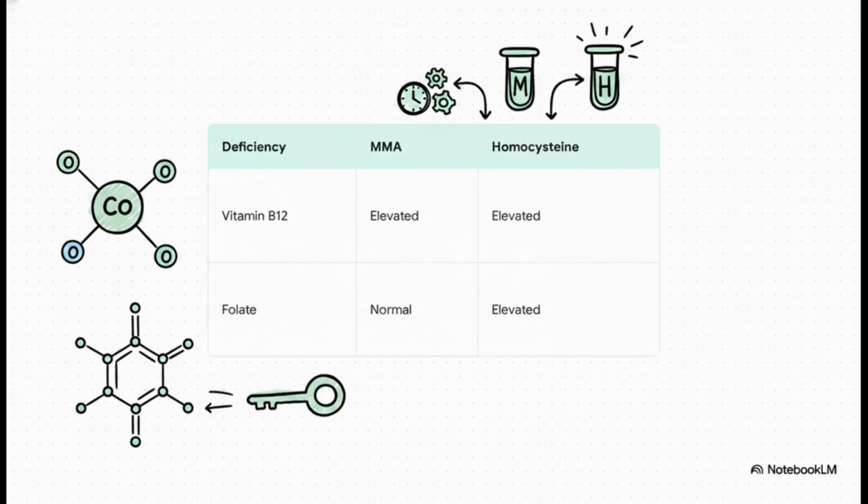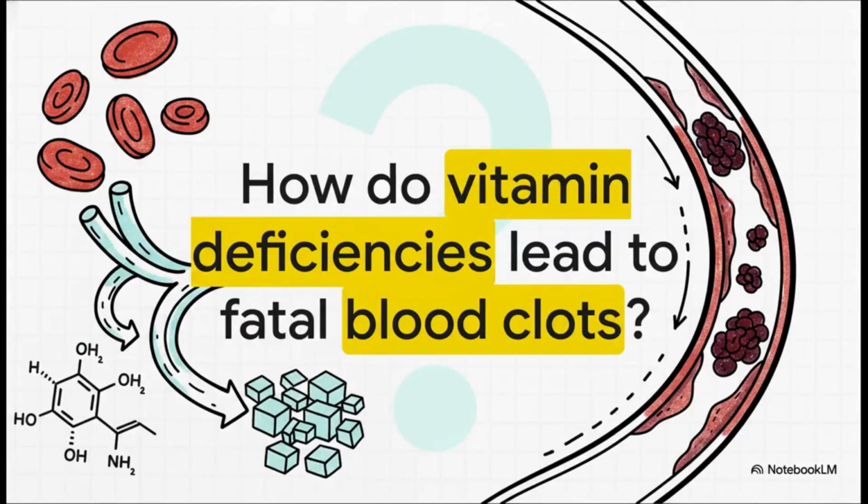How exactly does a simple vitamin deficiency lead to fatal blood clots? Well, think about it. If B12 or folate is deficient, homocysteine builds up in the blood, and this hyperhomocysteinemia is highly prothrombotic. It damages the vascular endothelium and massively increases the patient's risk for deep vein thrombosis and pulmonary embolisms.